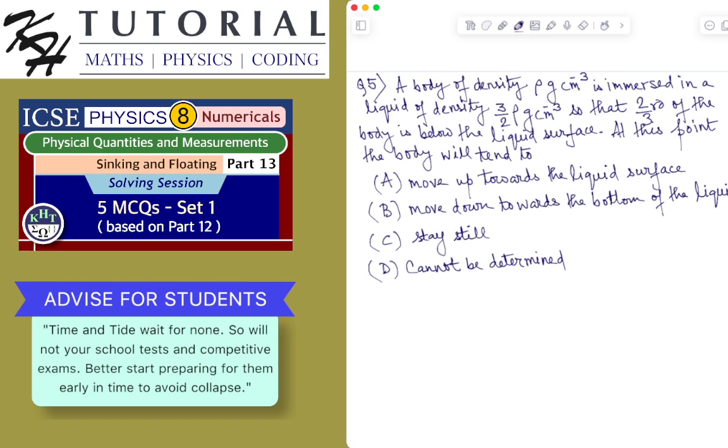Now, we know that when a body is partially or fully immersed in a liquid, then two forces are acting. One is its weight, which is acting vertically downwards and will try to sink the body in the liquid, and another force is the buoyant force which is acting vertically upwards on the body, which will try to push the body up towards the surface of the liquid.